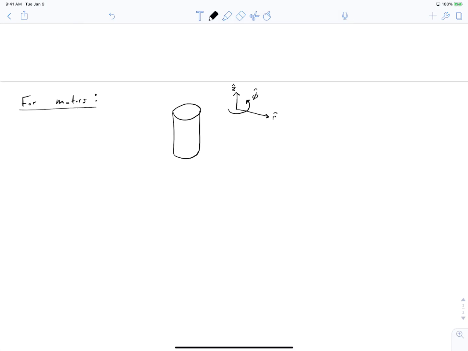And so what I've drawn here is a shaft with the axial direction aligned along the z-axis, and then I've labeled a cylindrical coordinate system. I've labeled our unit vectors as z hat for the axial direction, r hat for the radial direction, and phi hat for the circumferential direction.